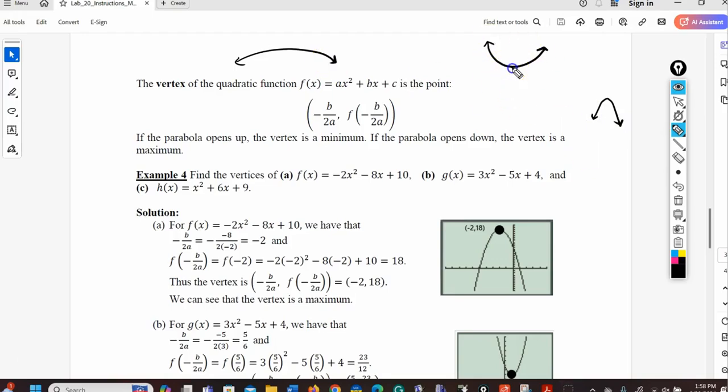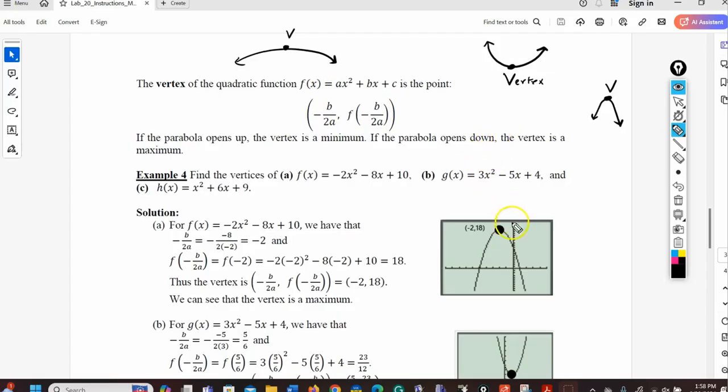If they open up, the vertex is going to be a minimum. And you can see that's the lowest point. If your parabola opens down, your vertex is going to be a maximum. And we do have a formula we can use to get the coordinates of the vertex. So if you have A, B, and C in your function formula, this is how we plug that in.